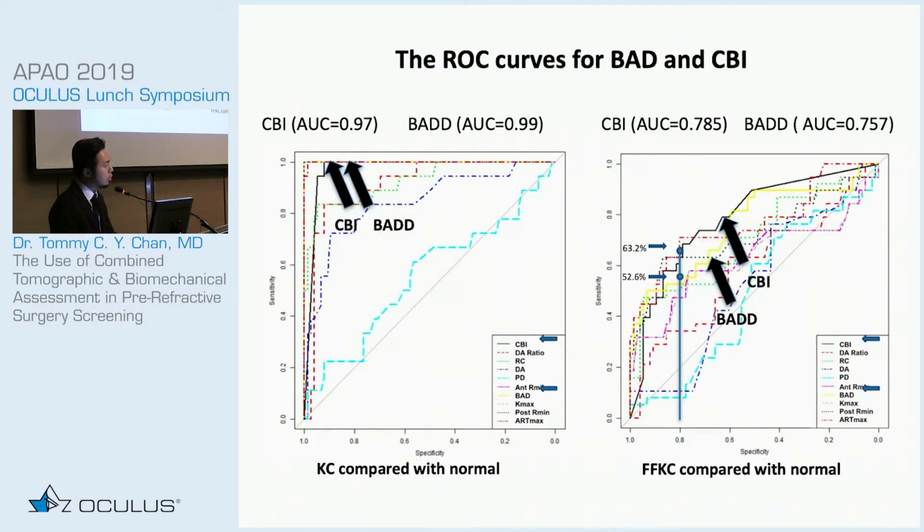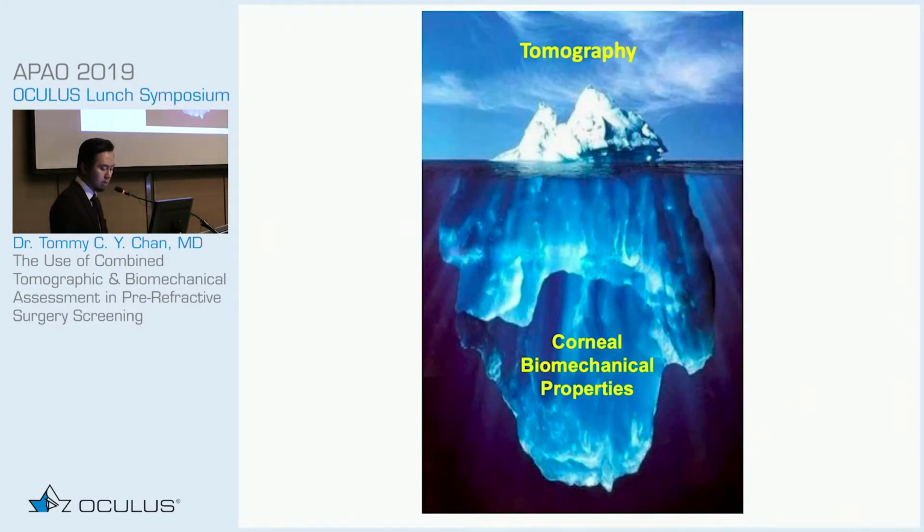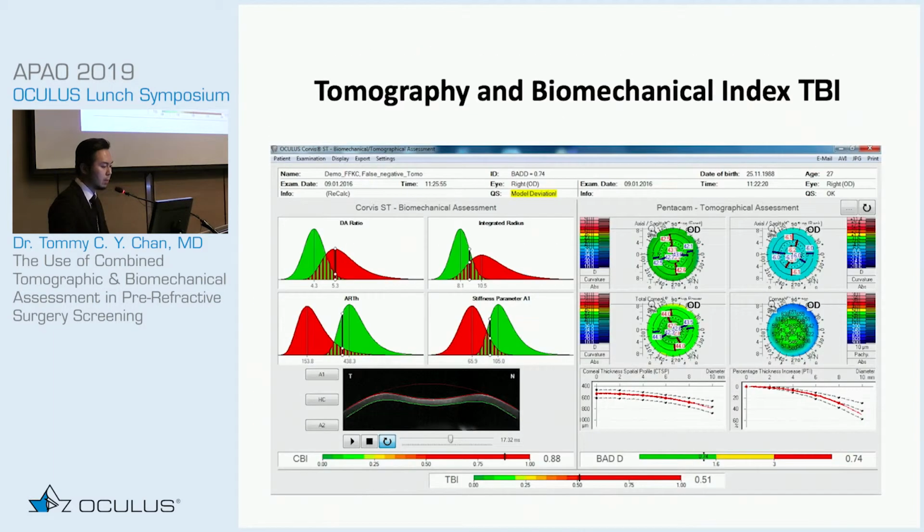This figure has actually been shown before. The left one is a comparison between keratoconus and normal eyes. You can see the CBI and the BAD have a very high and comparable AUC. The right-hand side is the comparison between form fruste keratoconus and normal, and you can see the CBI and the BAD have similar sensitivity, around 50 to 63%, in detecting form fruste keratoconus from normal. Therefore, it seems that we need more. However, we can combine the tomography and the corneal biomechanical properties in differentiating form fruste keratoconus.